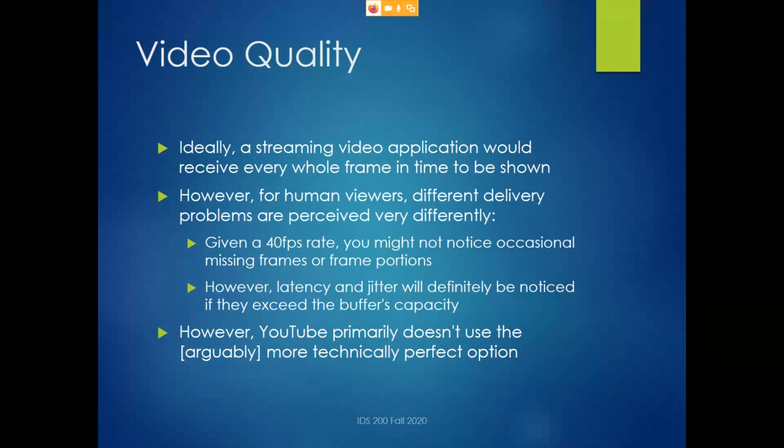But if it's real live streaming video, latency and jitter are definitely going to be noticed if they exceed the buffering capacity, right? So if you have a long latency delay, or some jitter that results in packets being received like 20 seconds later, but your buffering is only 10 seconds, yeah, that's going to make your video start and stop and seem choppy, and people just say, oh, this is awful.